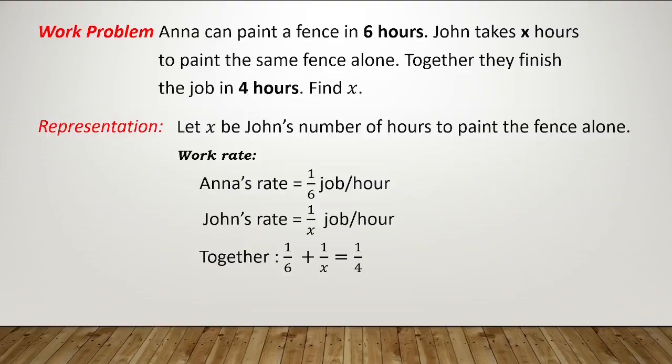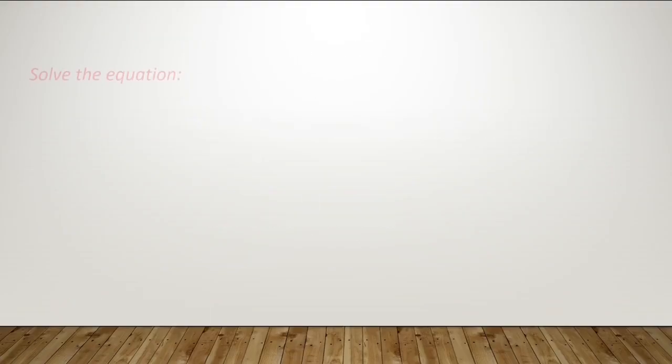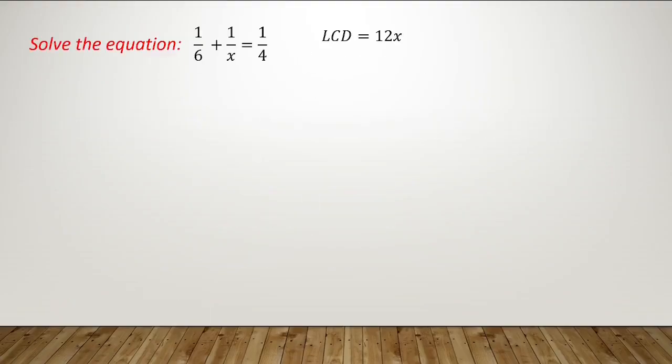Together, we will just add Anna's rate plus John's rate, which is equivalent to 1/4 job per hour. Working on this equation, we have to do something with the denominator. The denominator has the LCD of 12x. The LCM for 6x and 4 is 12x. So the LCD is 12x. Multiply all of them by 12x.